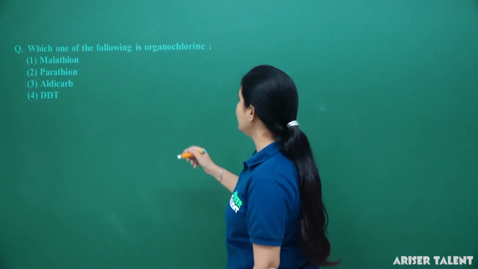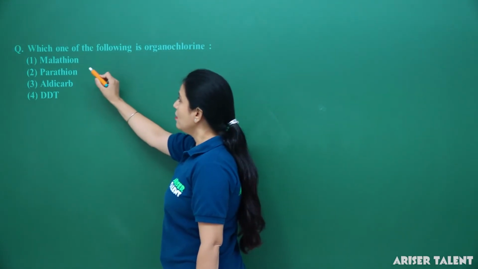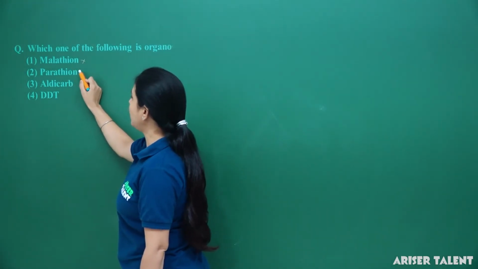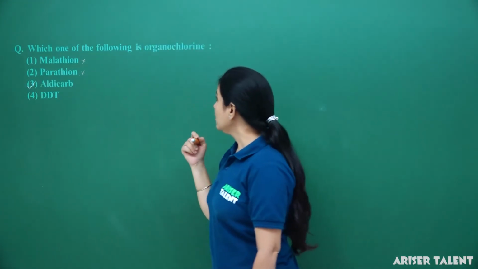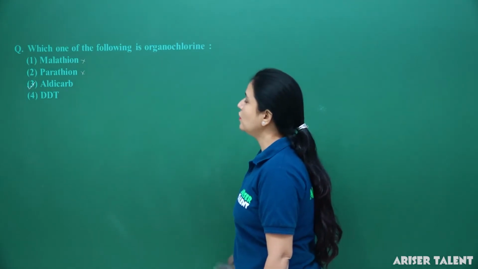Which one of the following is organochlorine? Malathion? No. Parathion? No. Aldicarb? Yes. It is the correct answer for organochlorine. Option 3.